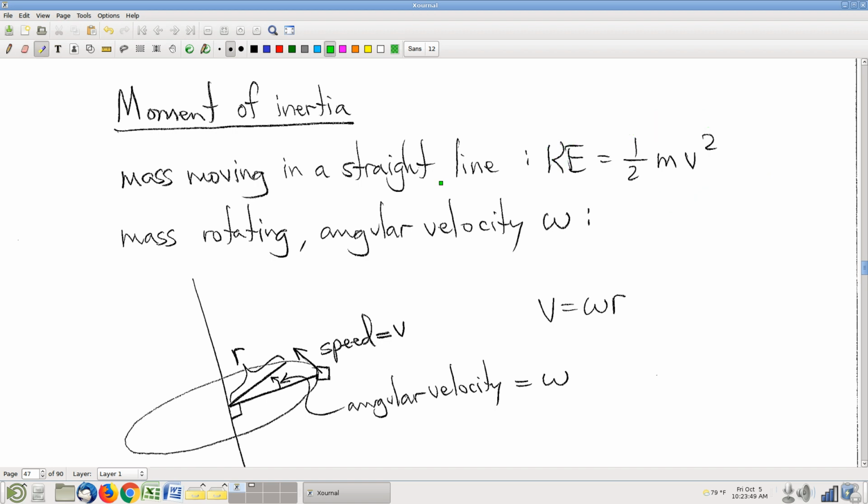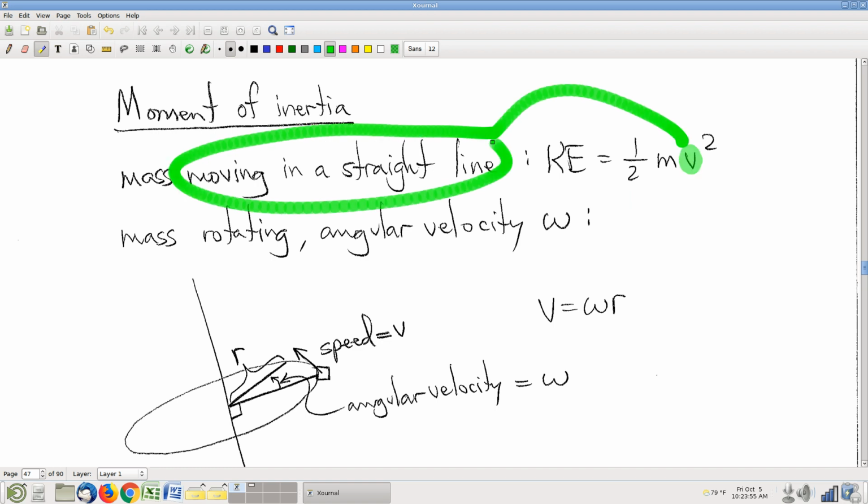So this involves mass where every part of the mass is moving with a given velocity. And if you're moving in a straight line, like you're driving down the street in a car, every part of the car is moving the same speed. Right? That's really important. Otherwise the car gets torn apart. Right? So here's the weird thing.